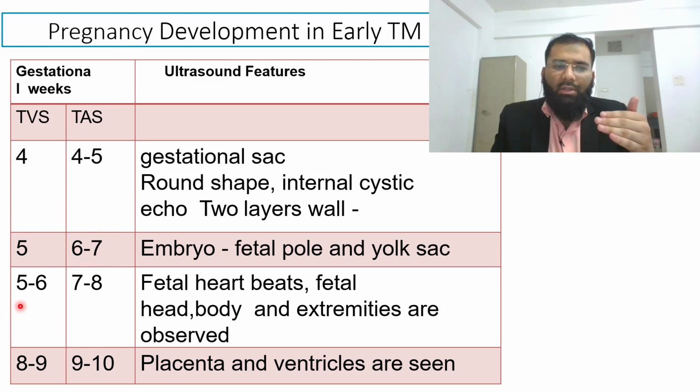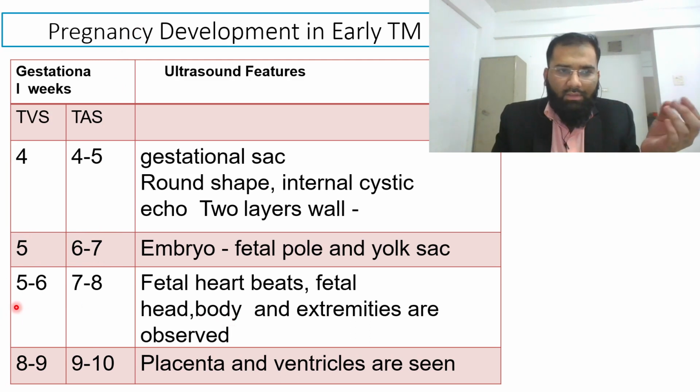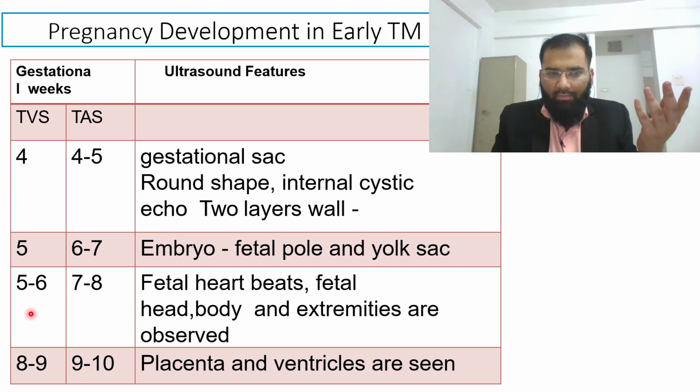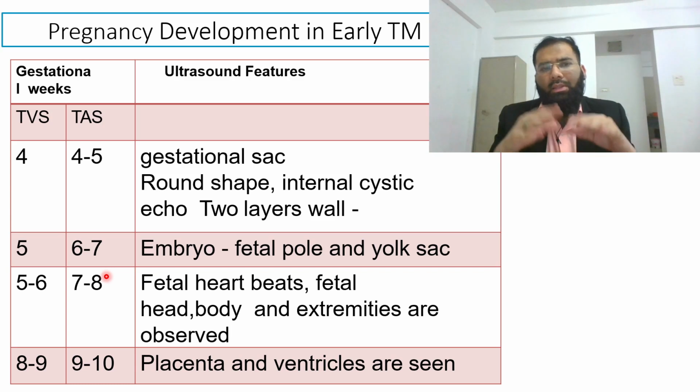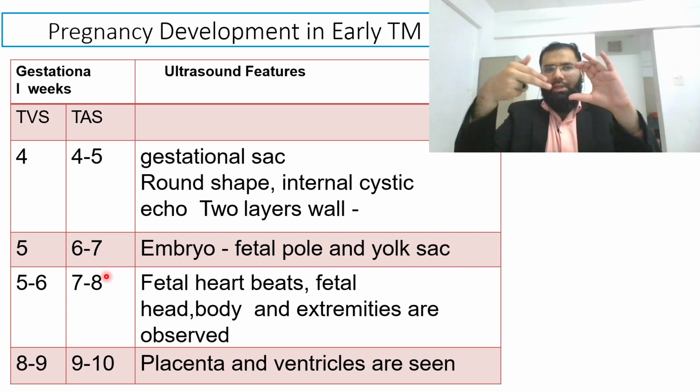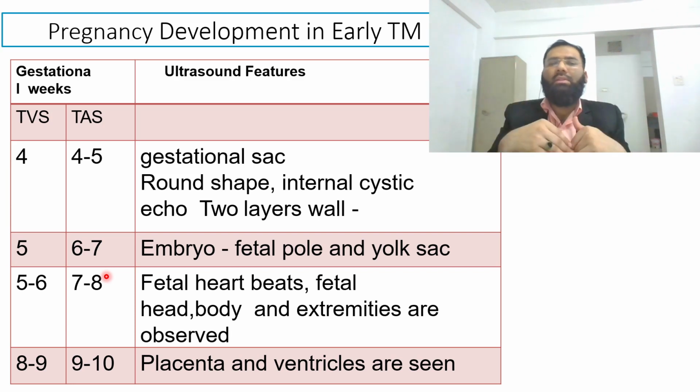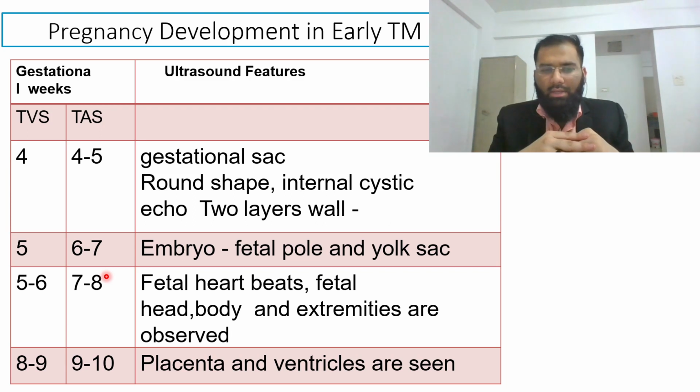Fetal cardiac activity can be detected as early as 5 weeks on transvaginal scan, whereas the same thing takes 7 to 8 weeks, at least 7 weeks. Sometimes with better resolution, if the patient is thin, you can identify even by 6 weeks. So transabdominal scan, it is agreed that it takes more time as compared to the transvaginal scan. The main reason is that in transvaginal scan, you are directly looking at the organ of interest. As a result, the resolution is very good, and that is why you are able to diagnose things early.